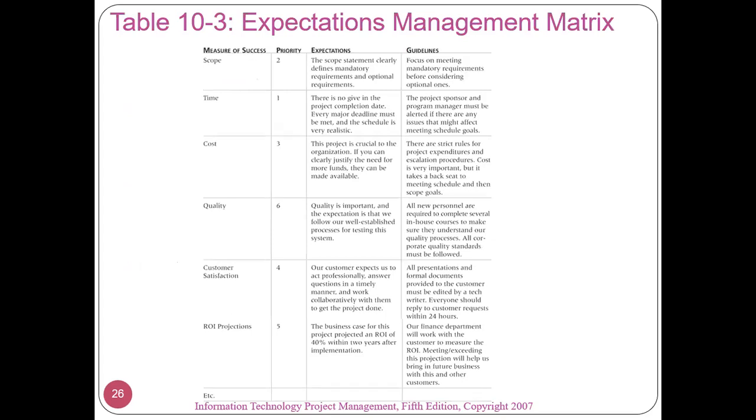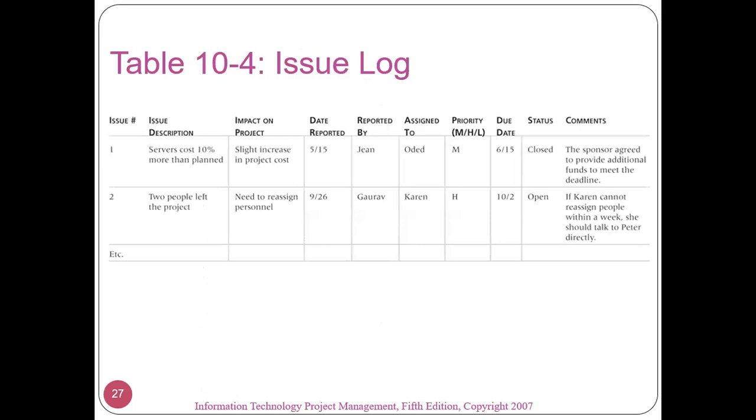So this will be an example of an expectation management matrix. We have the scope, the time, the cost, the quality, customer satisfaction, and return on investment projection. We have a priority, an expectation, and what will be the guidelines. Then an issue log example: the issue description, the impact on the project, which is slightly increased. And you also need to provide comments.